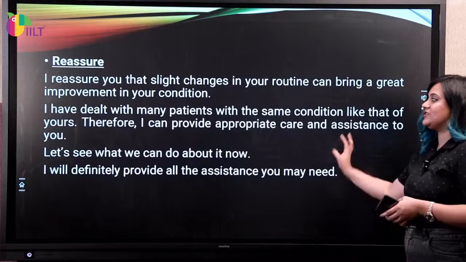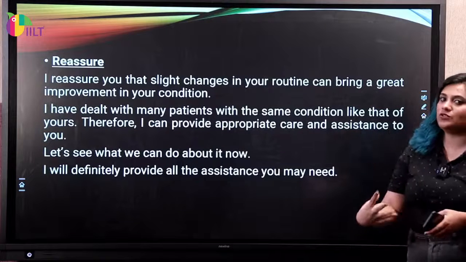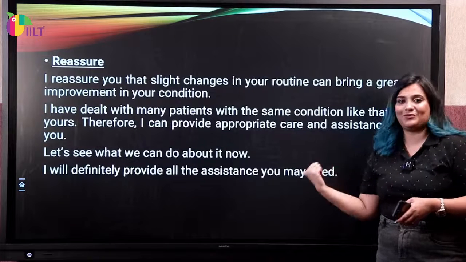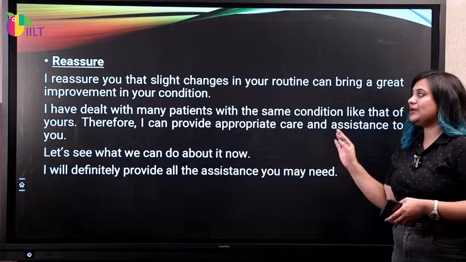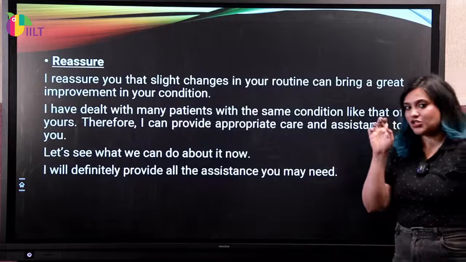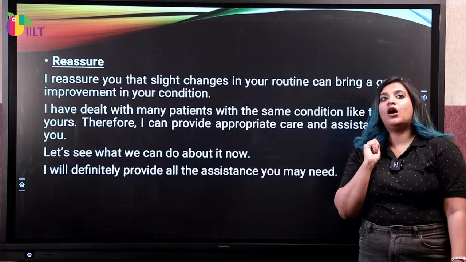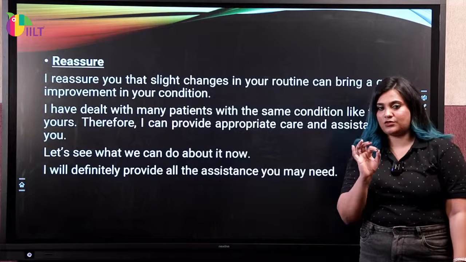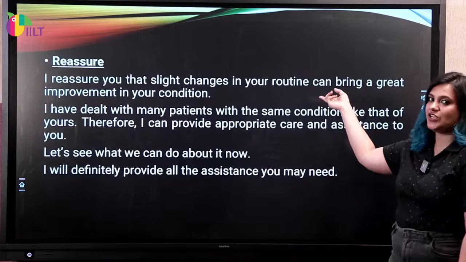As I've told you, this is a point that you have to do in all the role plays. Not even a single role play passes without you reassuring the patient, right? You have to certainly do it. And it is not necessary that you always use "I reassure you." Whenever you see reassure, it doesn't mean that you have to use the term "I reassure you" in the role plays. No, you don't have to. That is just one statement that you can use.